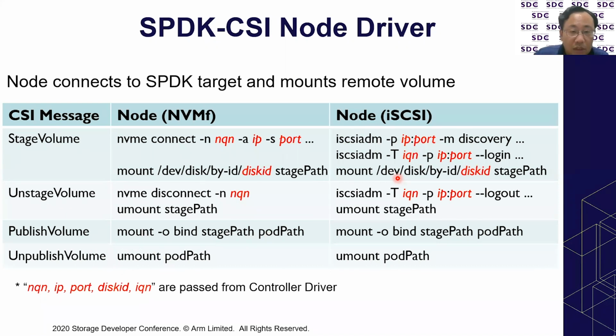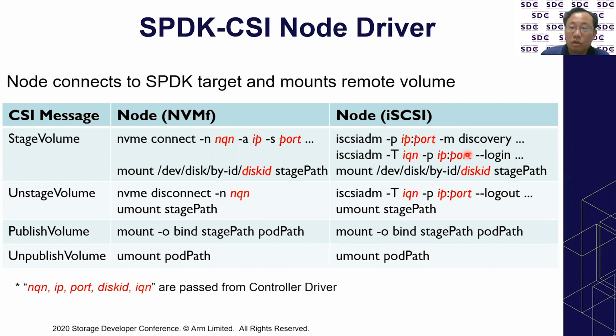No need for manual configurations. But you can see there are some parameters I marked red: NQN, IP, port. These are messages that the node driver knows. Actually, these messages are sent from the controller driver, because the controller driver knows what the NQN is, what the storage node IP and the port are.